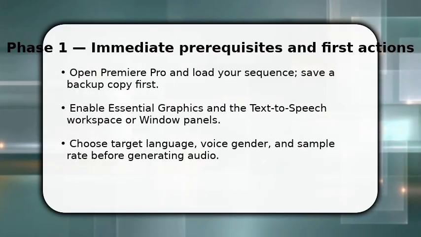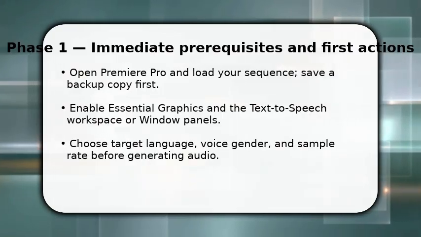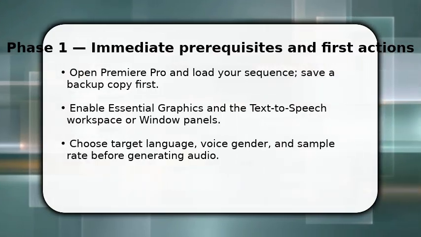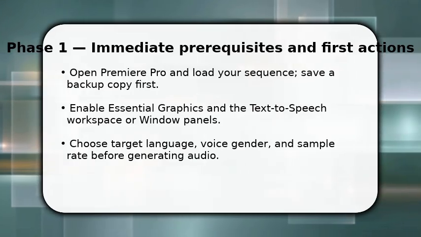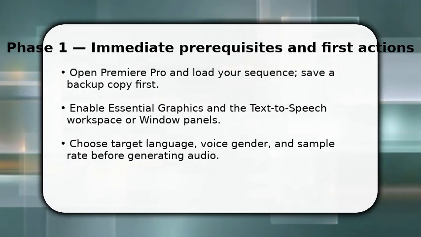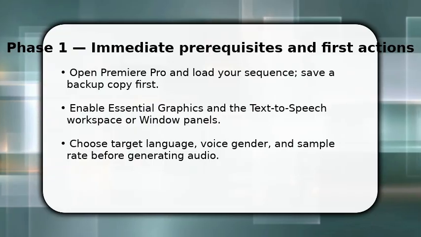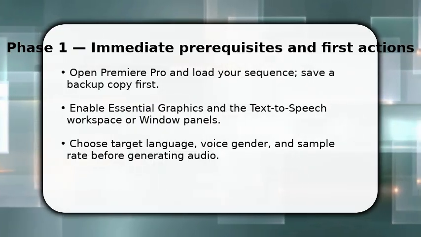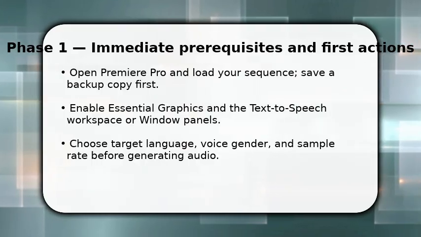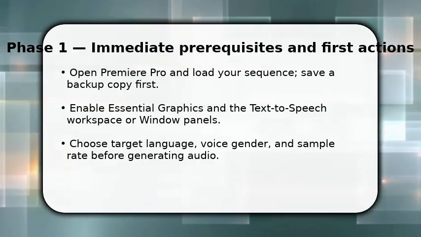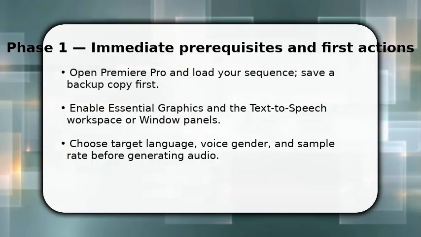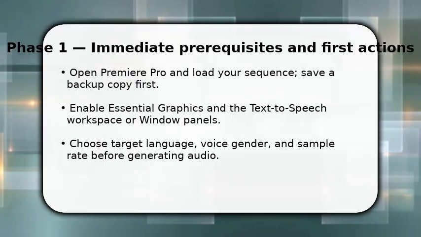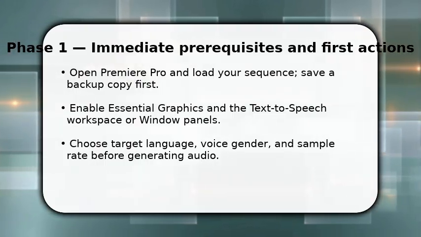You're in Premiere. Start by opening the sequence you'll narrate and save a backup. Once done, enable Essential Graphics and the Text-to-Speech or Captions workspace so panels are visible. Next, create a new text layer or caption track. This is where your script will live. Make choices now, set the language and voice type, and pick the sample rate for clean audio. These early steps let you skip rework later and ensure the generated speech matches your project settings.